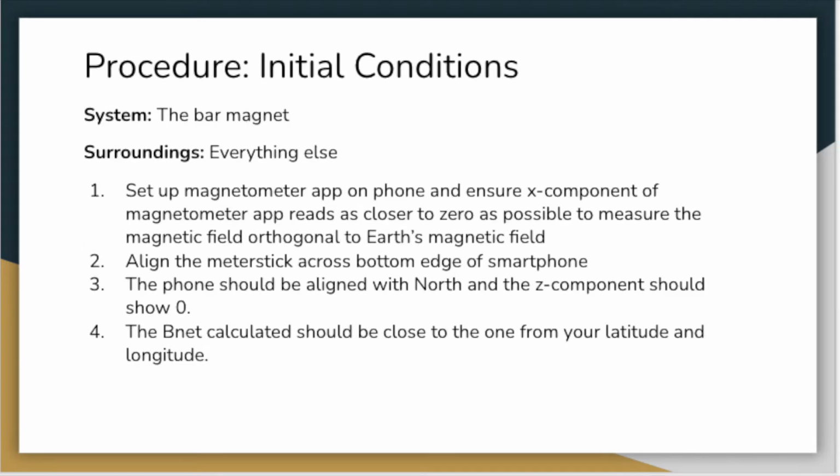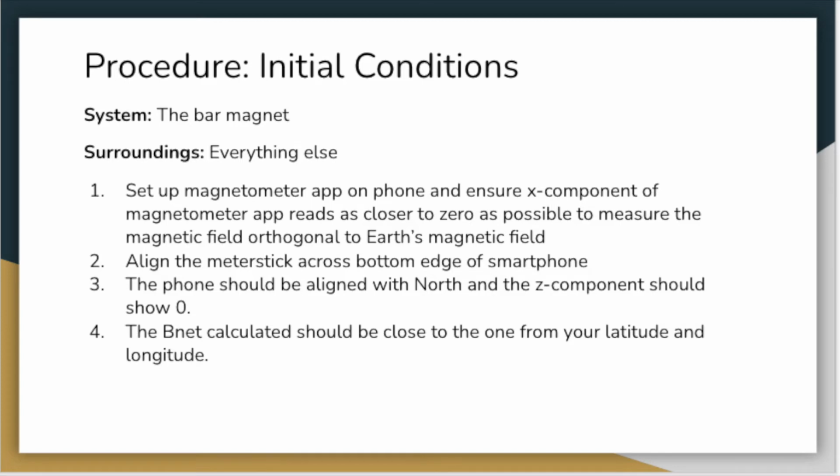The system for our procedure is going to be the bar magnet, and the surroundings is going to be everything else, including Earth. We're also going to assume that the bar magnet acts as a magnetic dipole. We want to make sure that we set up our phone and magnet so that we're only measuring the magnetic field from the magnet and not from Earth.